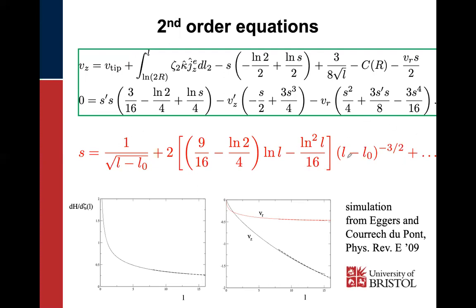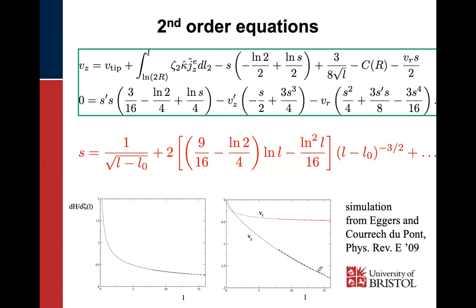And now you've got the next order, which goes like 1 over L to the minus 3 halves. And amusingly, they contain the logarithm of L, that is the log of a log of the distance from the tip, and log squared of L. But they work rather well.